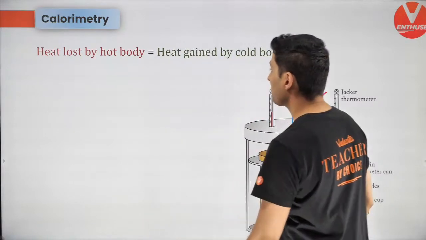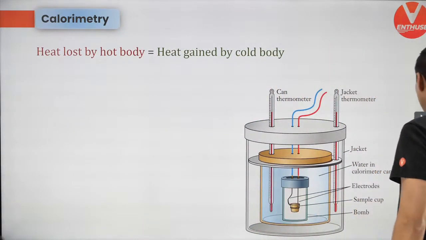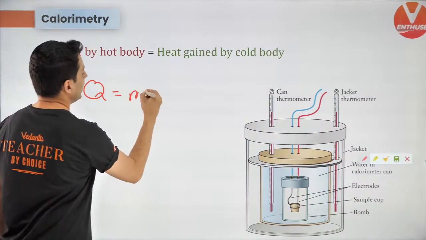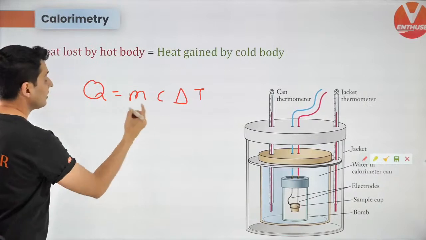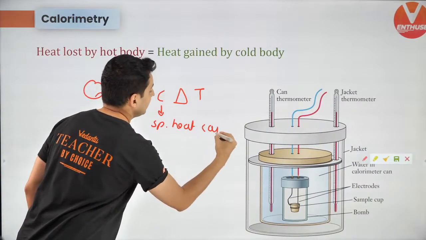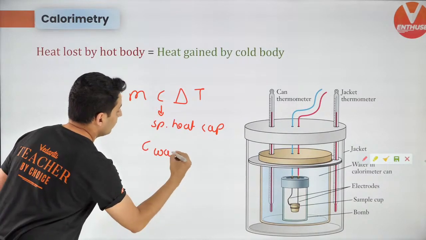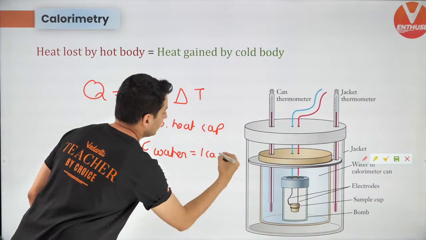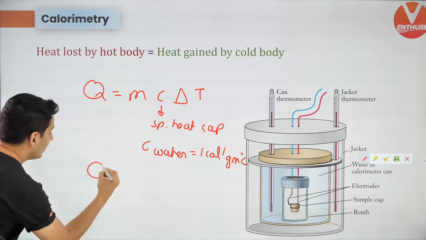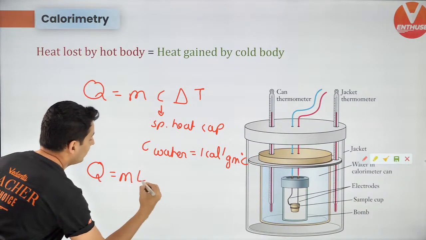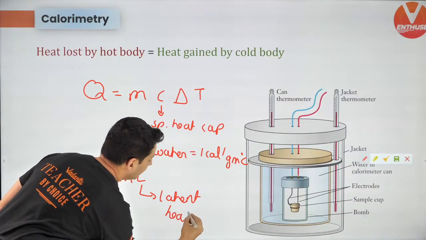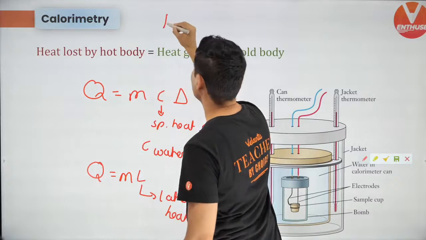Cool, let's get going. And remember these formulas. Q is equal to mc delta T. This is specific heat capacity. Specific heat capacity for water is 1 calorie per gram per degree Celsius. And for heat conversion, M into L, this is latent heat. Okay, latent heat. And remember these special values.